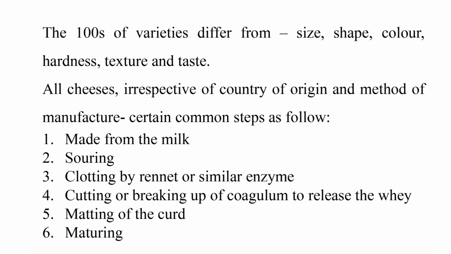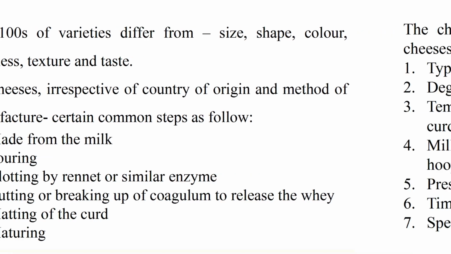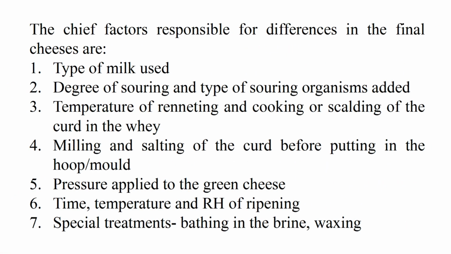There are hundreds of cheese varieties, differing in size, shape, color, hardness, texture, and taste. However, all cheeses share certain common steps. They are made from milk, soured, clotted by rennet or similar enzymes, cut or broken to release whey, matted, and matured. The chief factors responsible for differences in final cheeses include the type of milk used, the degree of souring and type of souring organisms added, the temperature of renneting and cooking or scalding the curd, milling and salting of the curd before molding, pressure applied to the green cheese, time, temperature, and relative humidity of ripening, and special treatments like bathing in brine or waxing.